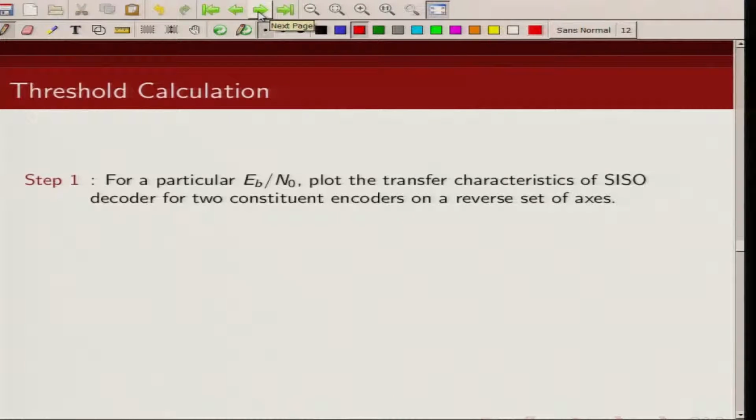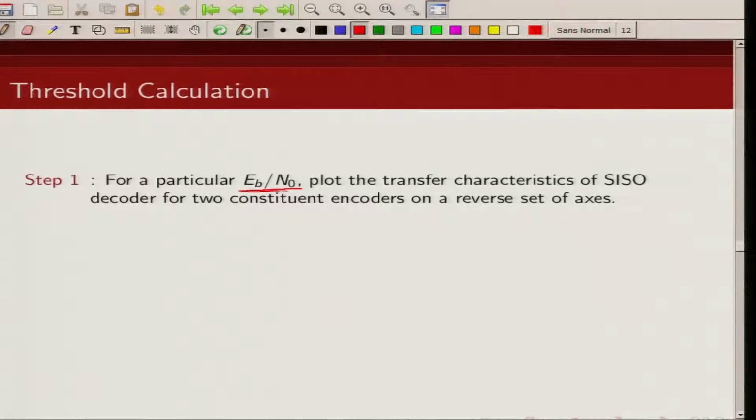Now, how do we use this transfer characteristics to compute the decoding threshold? So, how do we find out this minimum SNR under which our iterative algorithm will converge? For that we need to do this threshold computation. So, how do we do this threshold computation? For a particular signal to noise ratio, we plot the transfer characteristics of this soft input soft output decoder, we plot them on a reverse set of axes.